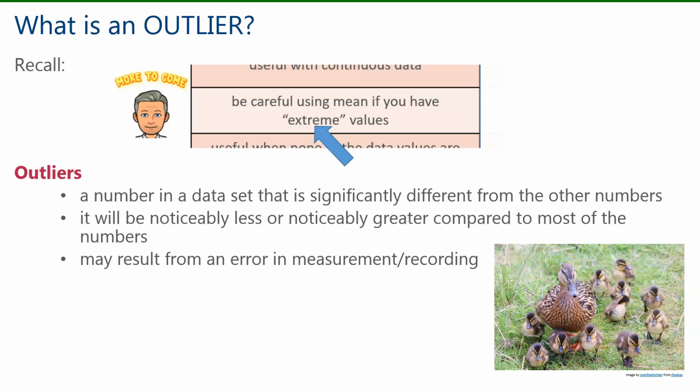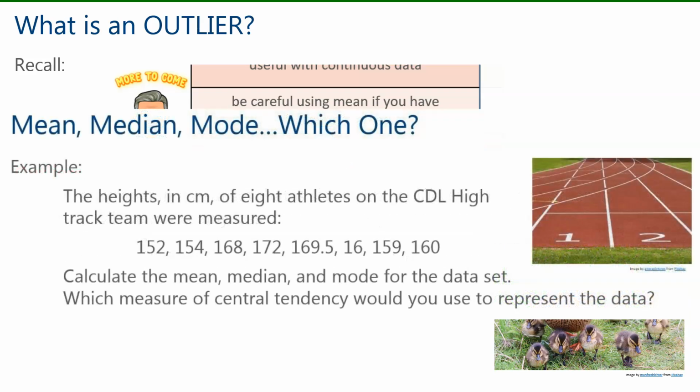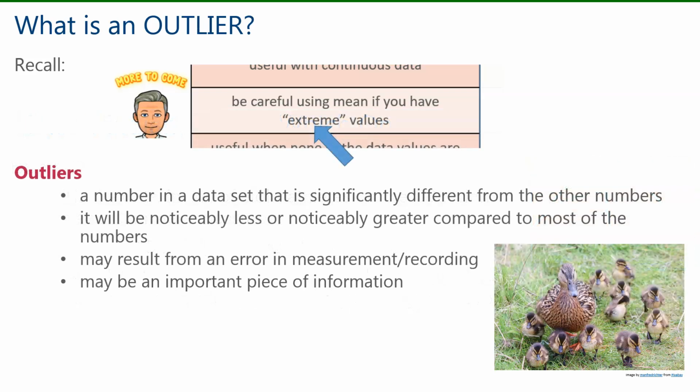And I'd like you to reflect here on the example that we did in a previous video on the heights of the members of the track team. If you recall, there was a height that was 16 centimeters, the one that was slightly larger than your typical 15-centimeter ruler. It is very possible in that case there was an error in recording.